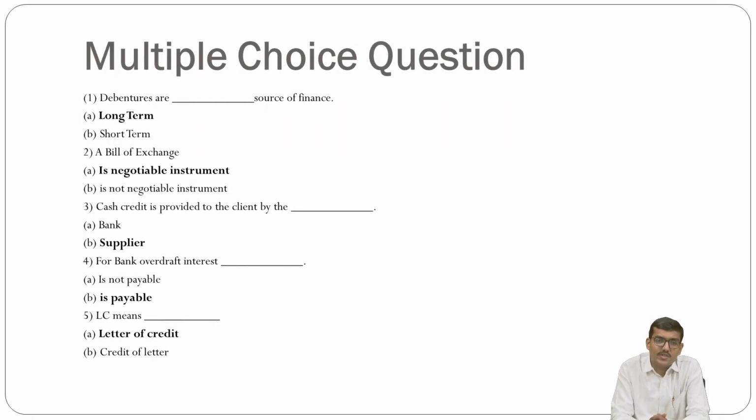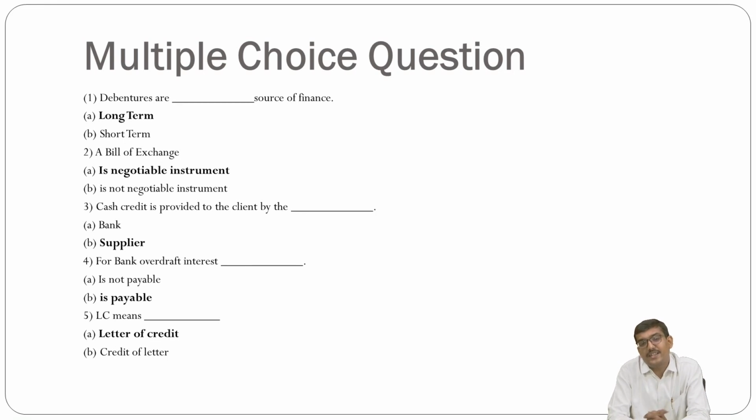After watching this video, just evaluate yourself with these few multiple choice questions. Let's begin with the first multiple choice question. Debentures are which source of finance? Long term, short term, or bills of exchange? Answer will be long term. Why? Because the maturity period is not for 1 year, it may extend to more than 1 year. A bill of exchange is a negotiable instrument, or not a negotiable instrument? It is a negotiable instrument as per section 5 of the Negotiable Instruments Act 1881.